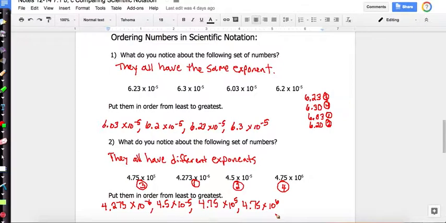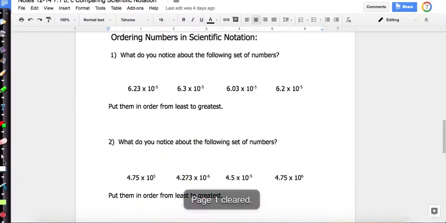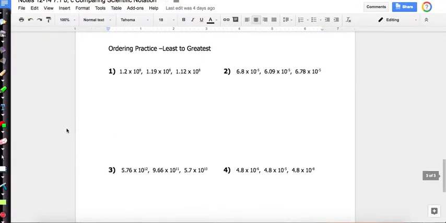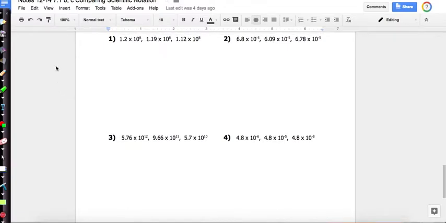Okay, once you have that down, please look at the next page. Okay, now we're going to practice ordering from least to greatest. Okay, so look at this first example, and we notice that they all have the same exponent. Okay, they all have an exponent of 8. So what I'm going to do is line up the coefficient or the root number. I'm going to figure out which one's the greatest and which one's the least. Okay, I can drop a 0 here to compare. Now I can clearly see 1.1200 is the smallest, so put a 1. 1.1900 is the next smallest, and 1.2000 is the largest.